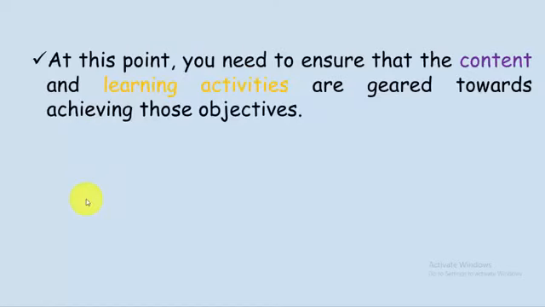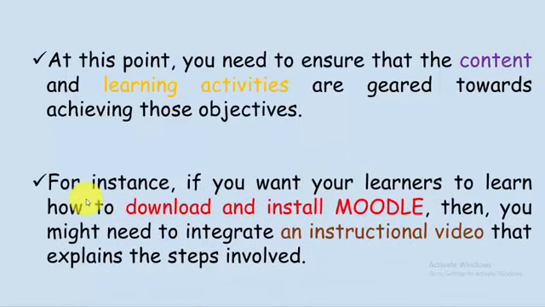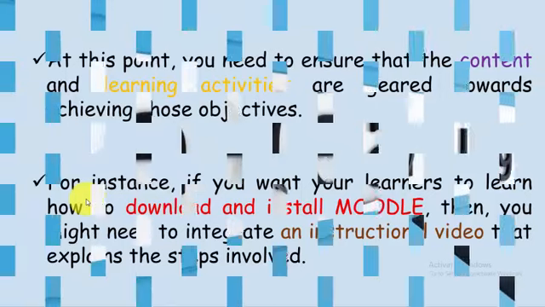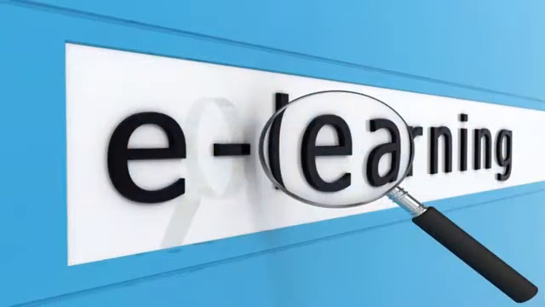At this point, you need to ensure that the content and learning activities are geared towards achieving those intended learning outcomes. For instance, if you want your learners to learn how to download and install Moodle, then you might need to integrate an instructional video that explains the steps involved. This implies that having well-stated intended learning outcomes without the required content could defeat the purpose of an online learning. Therefore, as you are working on the existing course materials or you are developing the new content, ensure that you incorporate learning activities that will assist learners achieve the stated intended learning outcomes.